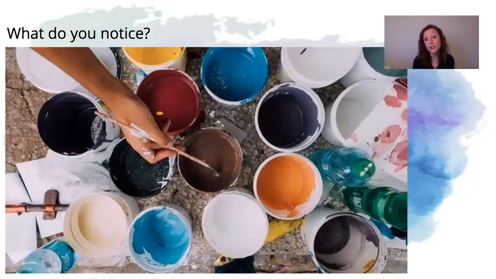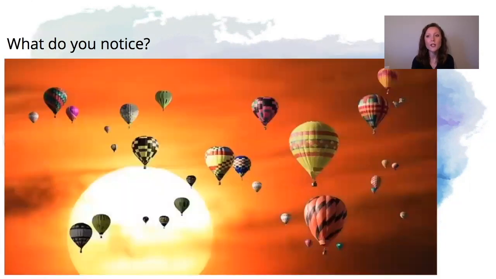Let's look at this picture. What do you notice here? Is that paint? I notice different colors of paint. I kind of wonder if you like to paint. Let's look at one more picture together. What do you notice here? I notice that hot air balloons are floating in the sky. I notice their bright colors, their different patterns. That's what I notice.